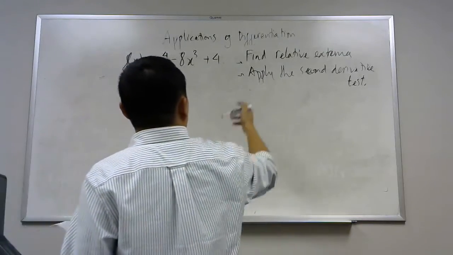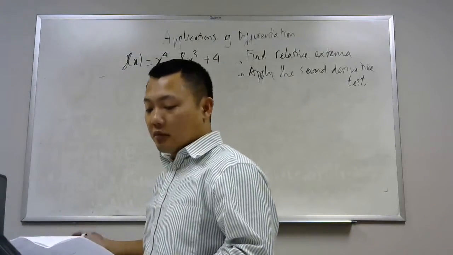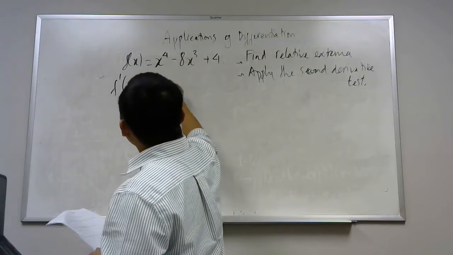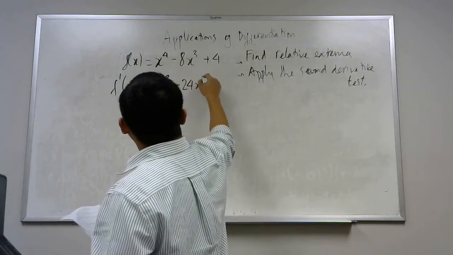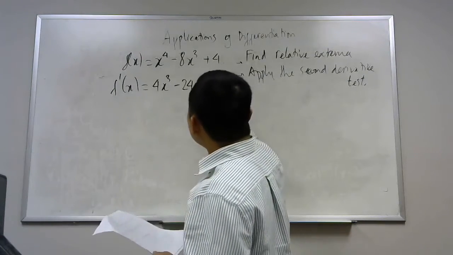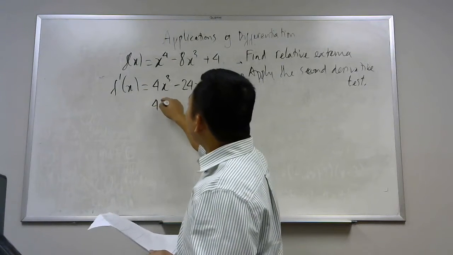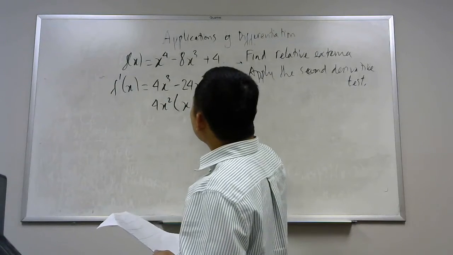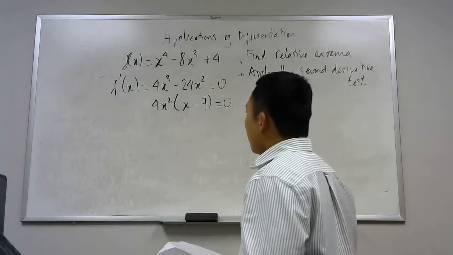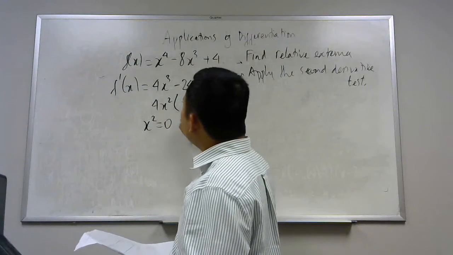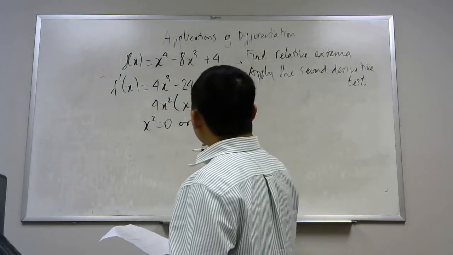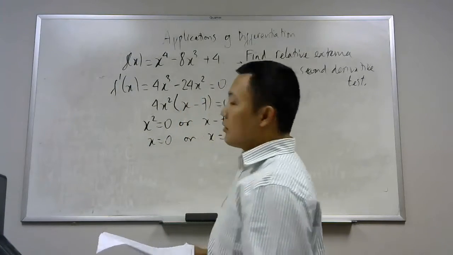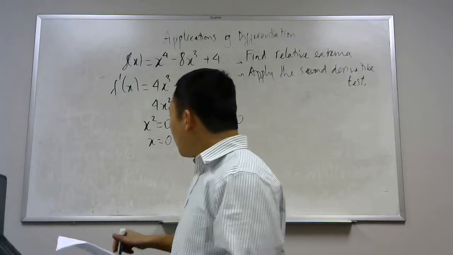Okay, so find all relative extrema. So we need to find all critical points, right? Take the derivative, equal to 4x cubed minus 24x squared. You set this equal to 0 and you factor 4x squared out. You get x minus 7 equal to 0. So from here you get x squared equal to 0 or x minus 7 equal to 0. Then x equal to 0 or x equal to 7. So you have only two critical points, okay? Two critical points.